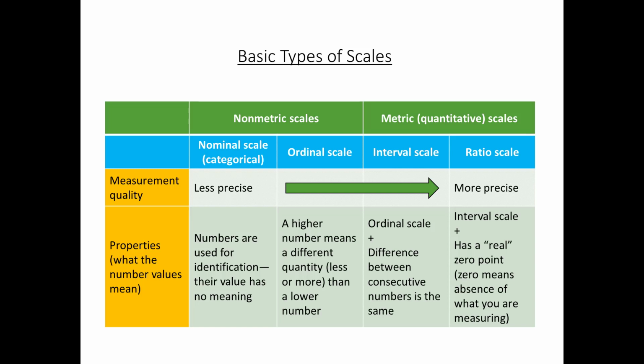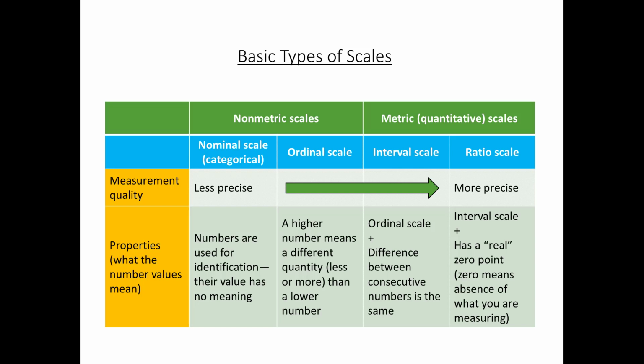An interval scale is like an ordinal scale, but it is much more precise because the difference between consecutive numbers is assumed to be equal. That is, the difference between the numbers 1 and 2 is equal to that between 2 and 3, 3 and 4, etc. This is a very powerful property because it allows us to analyze these numbers statistically.